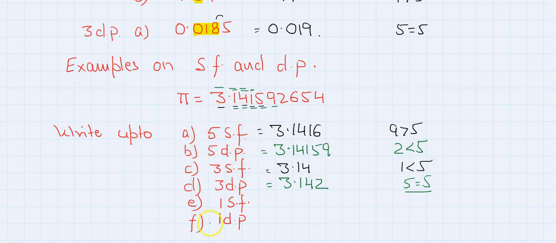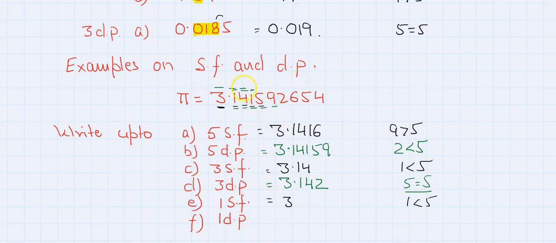Now the next is we have to write up to one significant figure. Significant figures start with a non-zero, that is 3. So only 3, and after 3 there is 1, which is less than 5. So up to one significant figure it will be just 3 only.